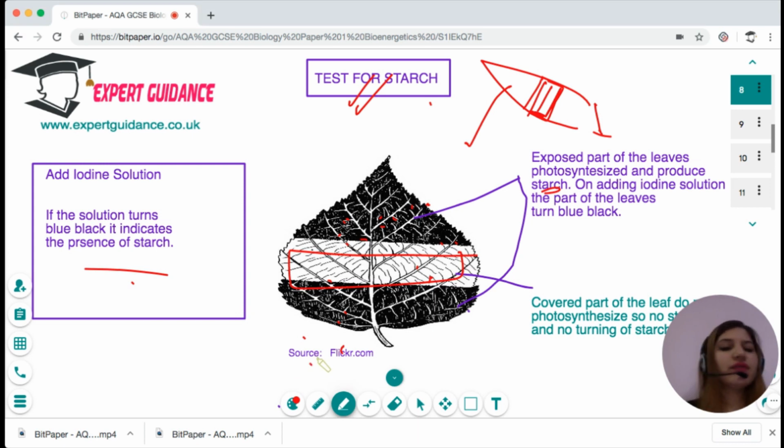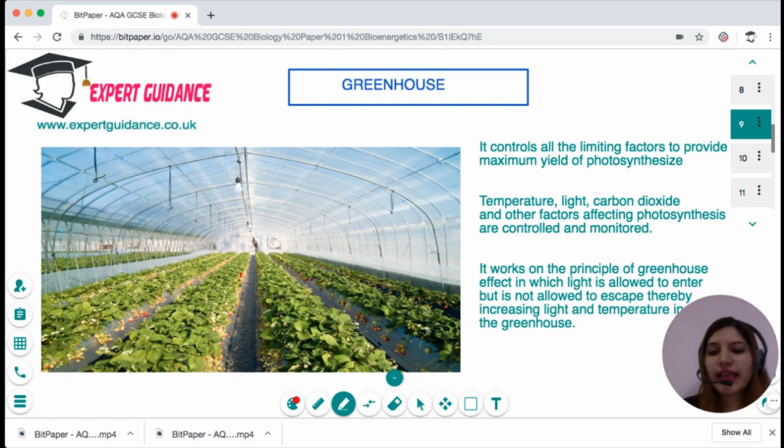What are variegated leaves? Leaves which have different colors. Okay, so wherever there's a green color, that part will turn blue-black. The rest of the part will remain the color of the iodine. Okay, so next is a greenhouse. Greenhouse, I think you must have seen in some nurseries, they cover and grow the plants in these covered conditions.